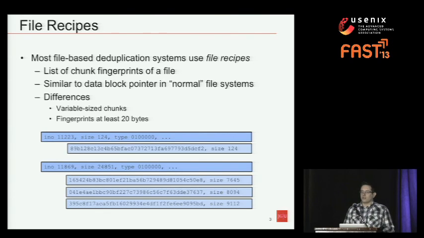One is that usually the chunks in deduplication systems are variable size, and this makes the management a bit more complex. But for this talk, the more important piece is that the fingerprints stored in file recipe data are usually 20 bytes or more. And this means they are much larger than the pointers in normal file systems. We have here a small example with 2 files, 1 file with 1 fingerprint, 1 file with 3 fingerprints, and we see here that the fingerprint is the largest amount of data stored there.